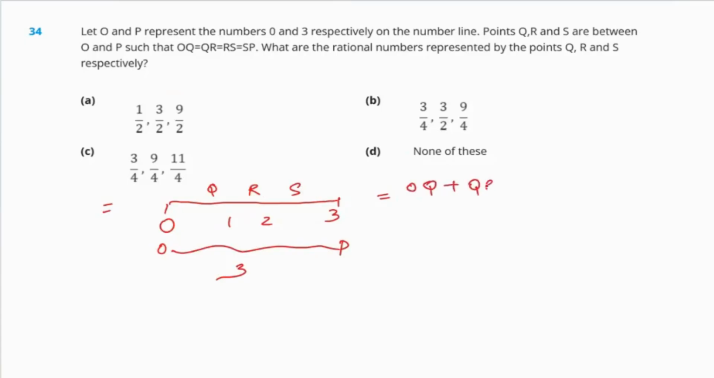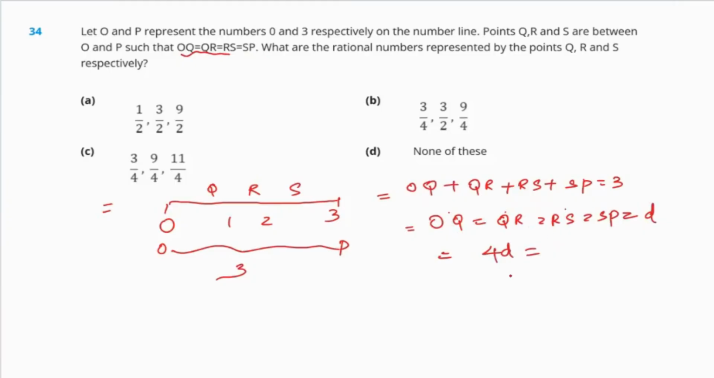OQ plus QR plus RS plus SP is equal to 3, because the total distance will be 3. Suppose we take the distance as D. We don't know it, so we are taking it as D. All the distances are the same, so we can write OQ is equal to QR is equal to RS is equal to SP is equal to D. So 4D, that is D plus D plus D plus D, will be equal to 3. From that we get D equal to 3 by 4. The distance is 3 by 4.